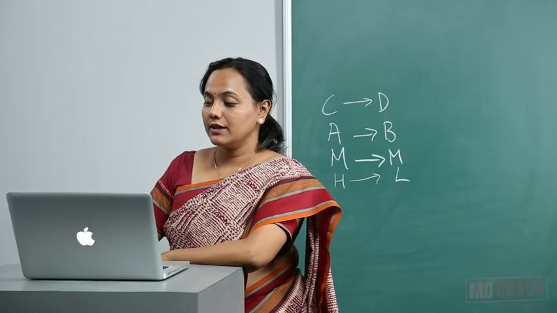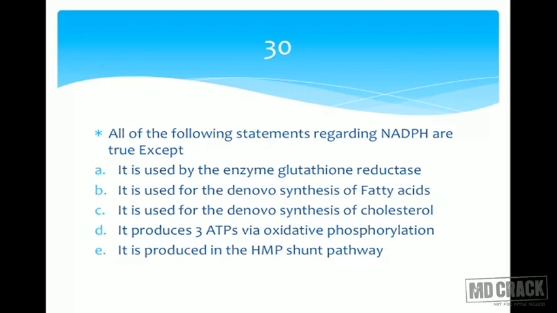Let's go to the next question. All of the following statements regarding NADPH are true except: it is used by the enzyme glutathione reductase; it is used for the de novo synthesis of fatty acids; it is used for the de novo synthesis of cholesterol; it produces 3 ATPs via oxidative phosphorylation; it is produced in the HMP shunt. This should have been an easy one.